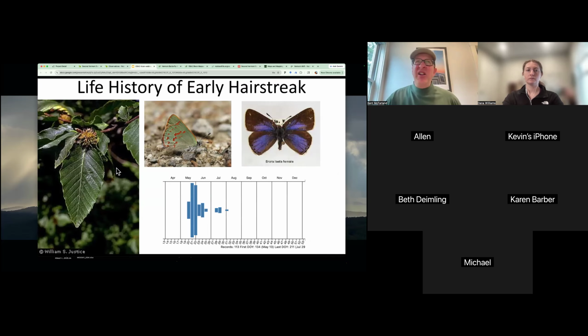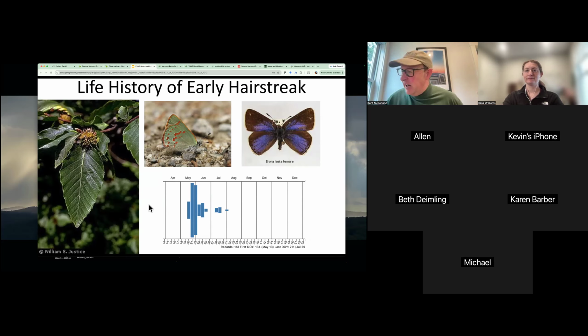Another one that's coming up really soon is early hairstreak. And you can see it's coming up in May to go find it. Here's the phenological chart for flights of adults. It's going to happen mid-May to mid-June. And then there's a small second flight that happens in July, but it's really hard to find them then. This butterfly is unbelievable. It will knock your socks off when you see it, if you get to see it.